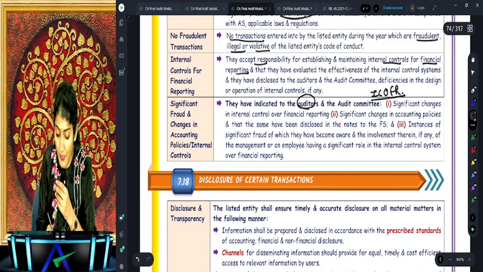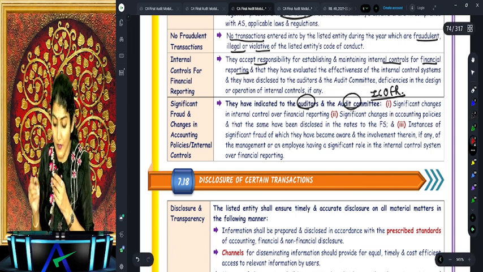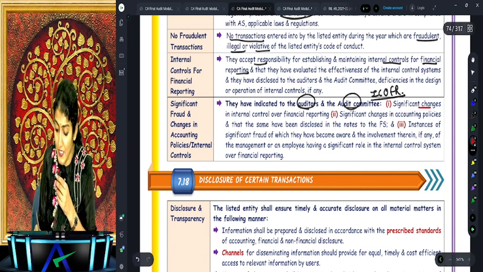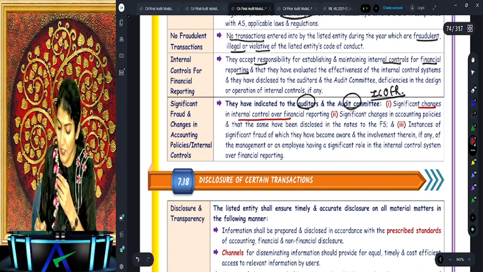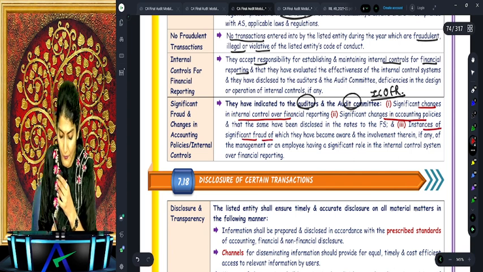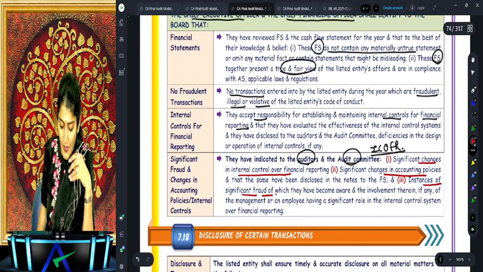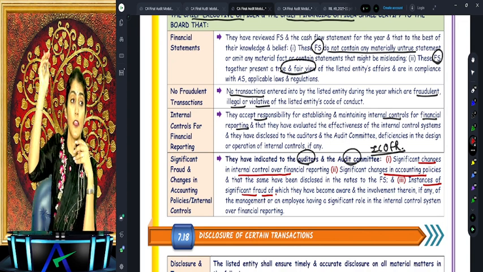We have indicated to the auditor and to the audit committee. What have they indicated to the auditor and to the audit committee? Any changes in internal controls or financial reporting, any changes in accounting policy, and any instances of significant fraud, right? So this is the CEO CFO certification.